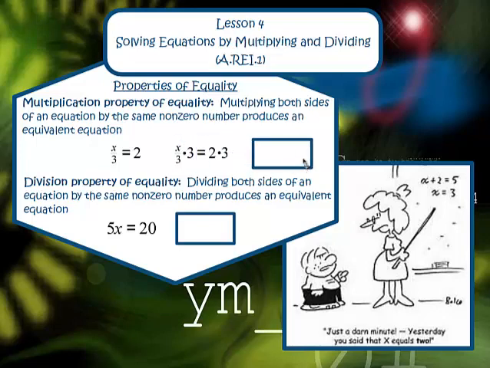So here you see I have x divided by 3 times 3 and 2 times 3. Whatever I did to one side of the equation, I did the exact same thing to the other. Therefore, I preserved equality. This is still an equation and both sides are still equal. Looking at the division property, I have 5x equals 20. Just like the multiplication property, I can divide both sides by 5, and as long as I divide by the same number on both sides, I will be preserving equality.